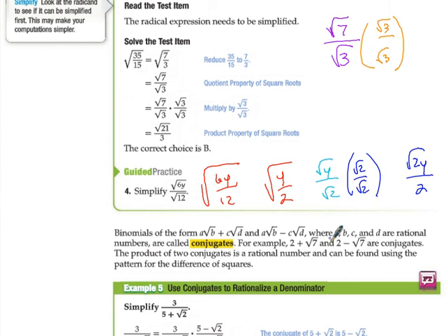Now I think that is a difficult concept, so I'm hoping that there's some questions tomorrow on that. Big picture is we want the bottom to be a perfect square so we can take the square root of it and get rid of the radical.